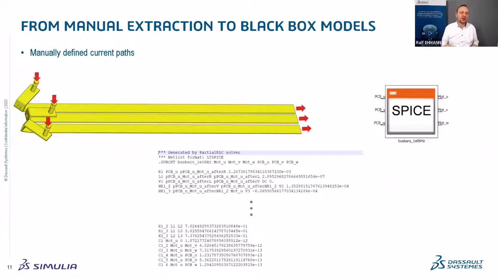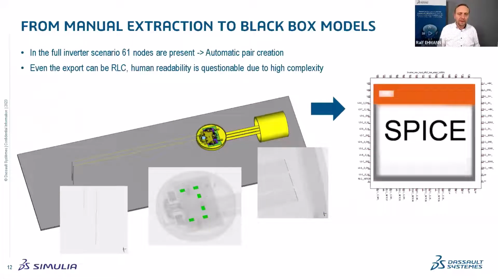So here's just a picture of how the interior of such an exported SPICE file looks. You see it was generated by the partial RLC solver, and it writes resistance and inductance. These are some elements to account for resistive coupling. And then we have capacitances and coupling of the inductors. So as you would typically write a SPICE file, maybe manually.